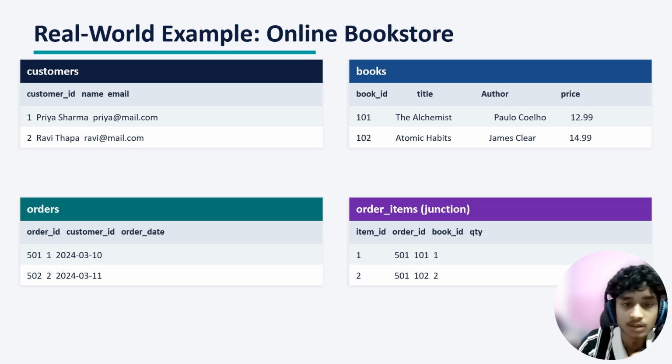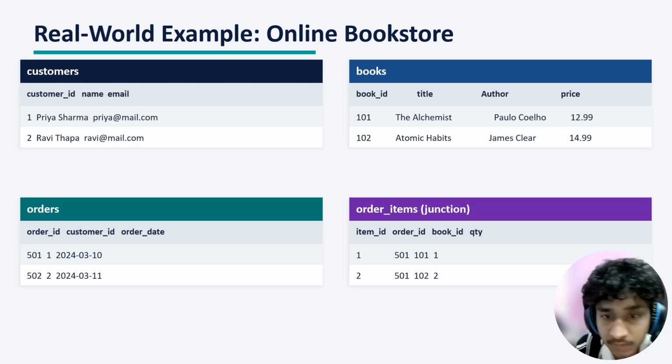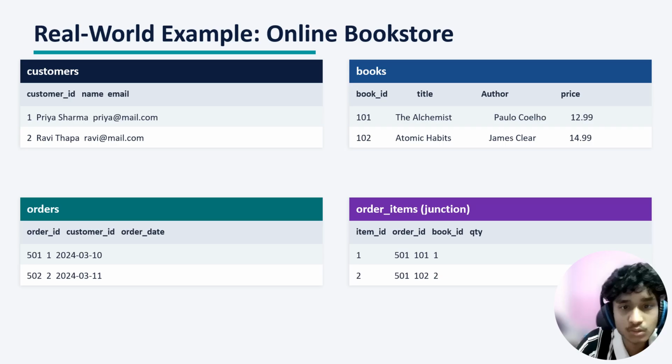this table. As you can see, The Alchemist's price is 12.99, and the author, and the next, and from these tables we can also know the total revenue per book and which customer bought books by the author James Clear. All the information can be seen from these tables.